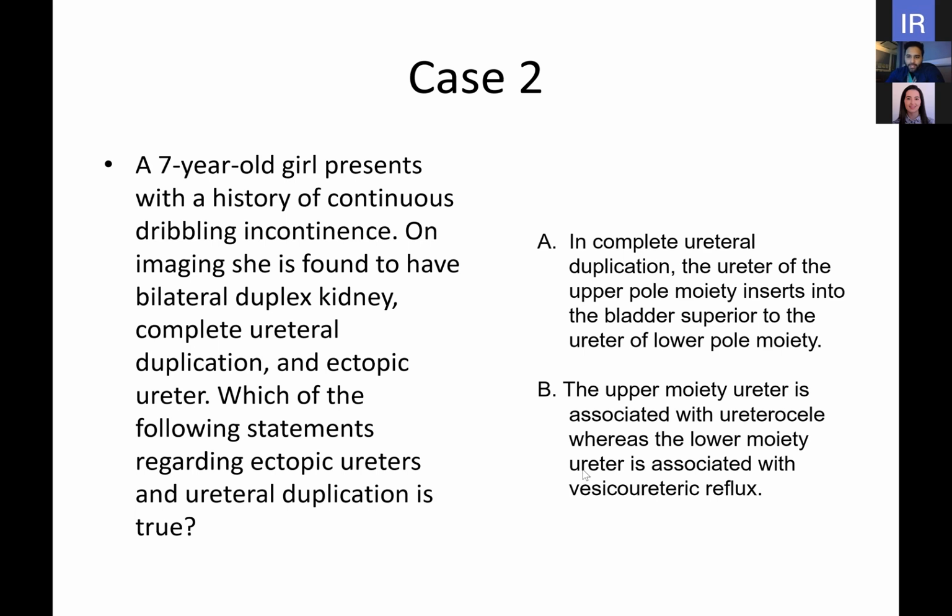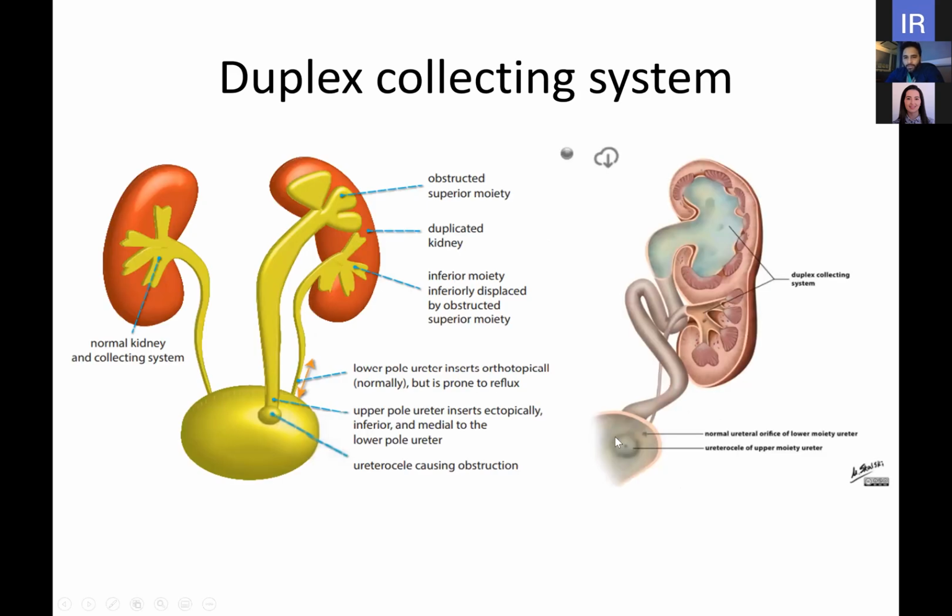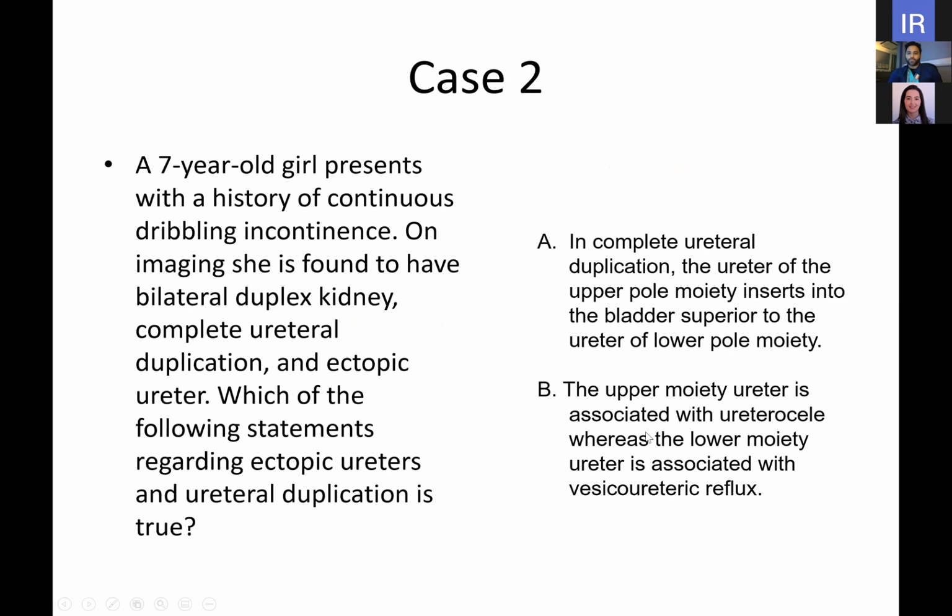So if we just go back to that image, the upper pole is associated with the ureterocele, and the lower pole, because of its anatomical distortion due to the ureterocele, is prone to reflux. And remember the location of the entry point of the upper pole moiety. It's going to be inferior and medial in relation to the entry point of the lower pole ureter. So yeah, option B.